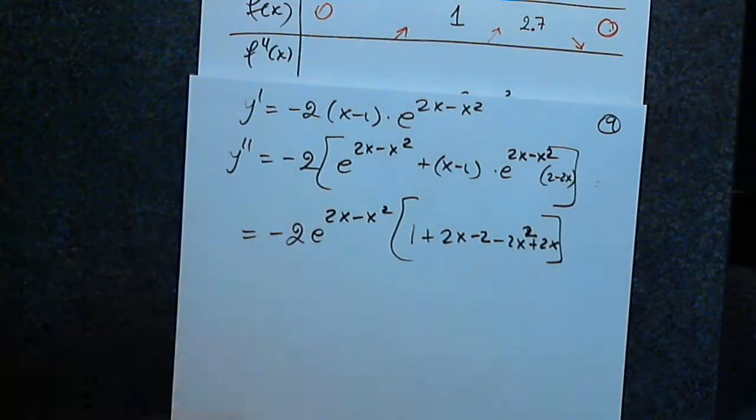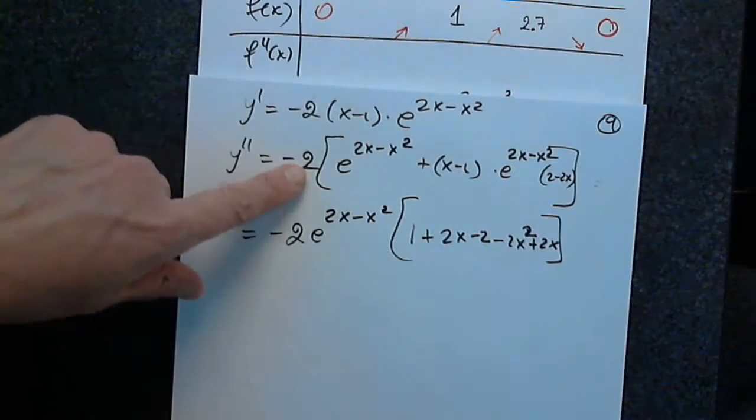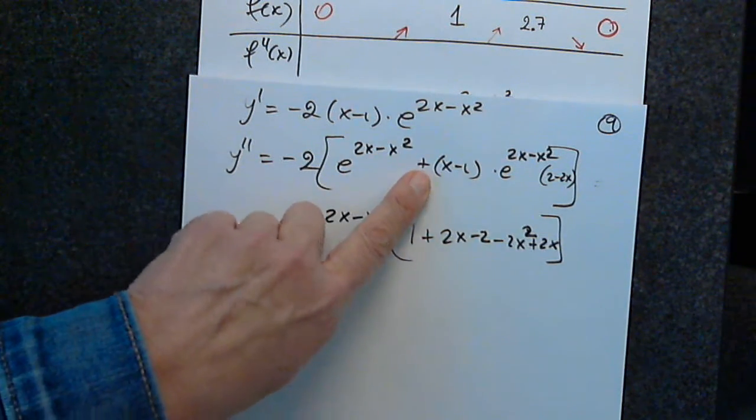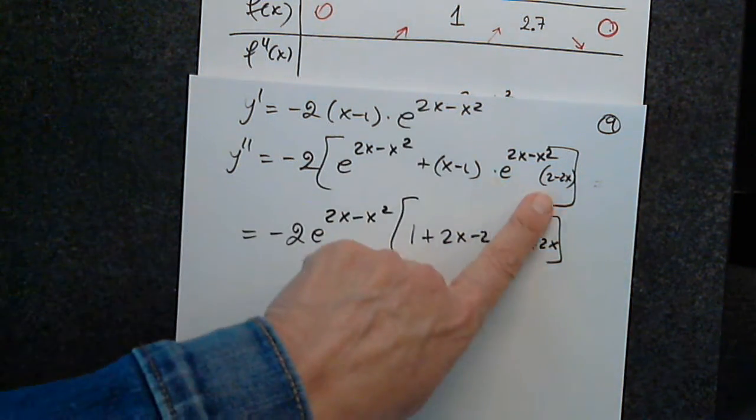So, I have the 1. Can you just, as you go, where it says y double prime, kind of point to each thing? So negative 2 stays in front. The first function prime is 1 times the second function plus the first function times the second function prime.